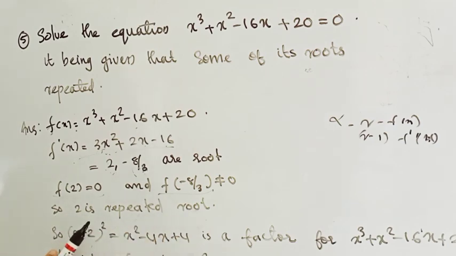So x minus 2 whole square, that is x square minus 4x plus 4, is a factor of x cube plus x square minus 16x plus 20. Am I right? 2 is a repeated root, that is x minus 2 into x minus 2. It will be a factor of the given equation. Dividing this equation by x square minus 4x plus 4, we will get x plus 5. That is f of x equal to x minus 2 whole square into x plus 5. Hence the roots are 2, 2, minus 5. Hope you understand it. Next we can move to another question.